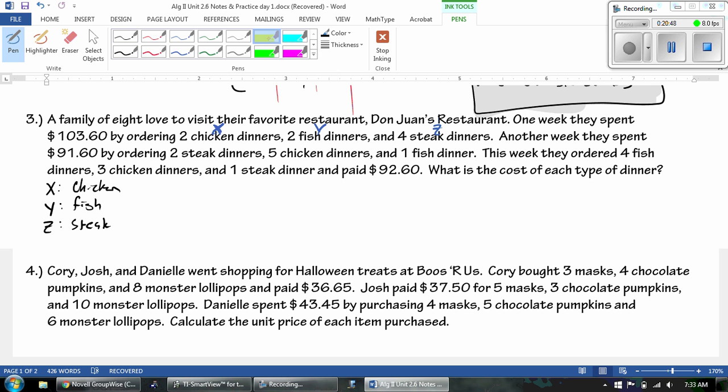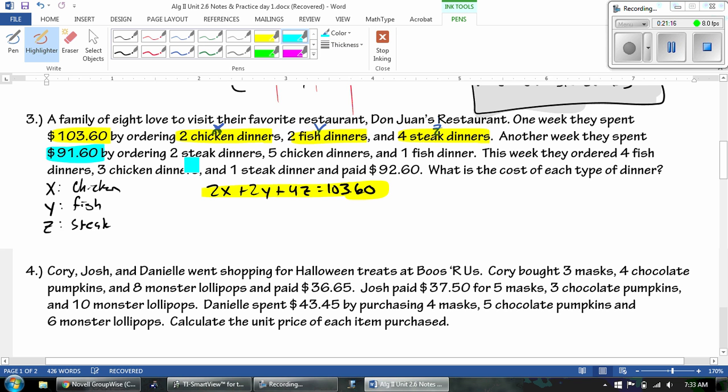So let's go ahead and look at this. So 1 week, there's my total: 2 chicken, 2 fish, 4 steak. So let's go ahead and write that one down. 2x plus 2y plus 4z equals 103.60. Okay, the next one.